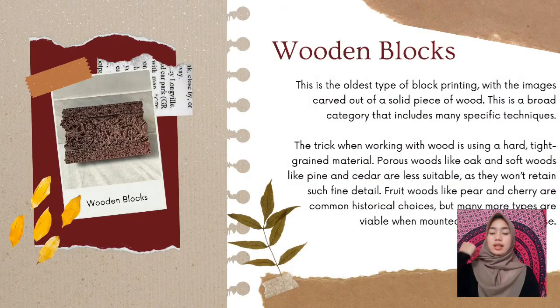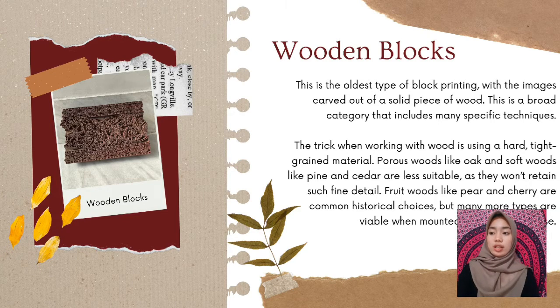Wooden blocks. This is one of the oldest types of block printing, with the image carved out of a solid piece of wood. This is a broad category that includes many specific techniques. In this method, logs of wood are sliced horizontally and cut into pieces according to the size of the design on the blocks, with a maximum size of 6 inches in diameter or 1.5 inches thickness.